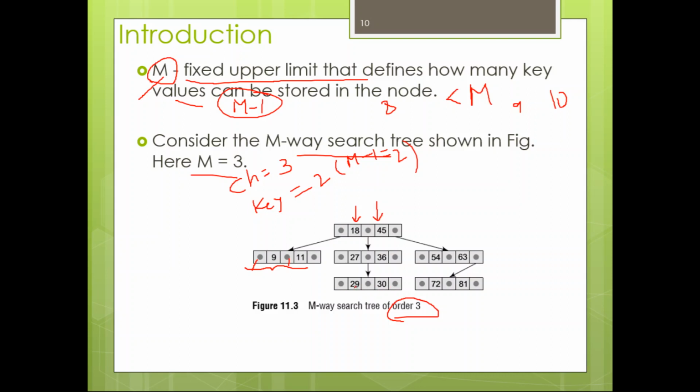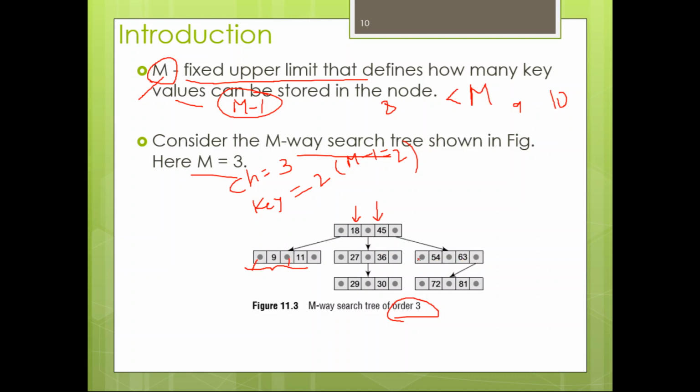Okay, so there will be a pointer before a key value and also a pointer after a key value, right? So totally, if you have x key values, then there will be x plus 1 pointers. Okay, and the pointer after 45 in the root node is pointing to a node which contains two key values, 54 and 63, and 3 pointers.